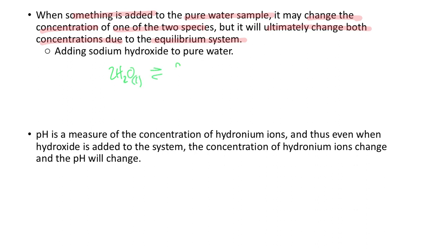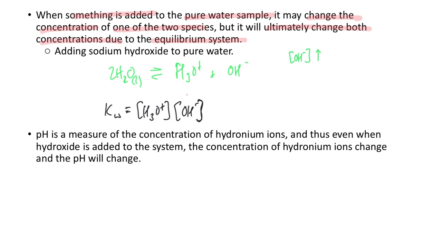If we have the equilibrium system here, and I add more sodium hydroxide to this equilibrium system, then the concentration of OH minus goes up. That means that, because the K value, Kw, is equal to the concentration of H3O plus times the concentration of OH minus, if this concentration goes up, this one must go down.